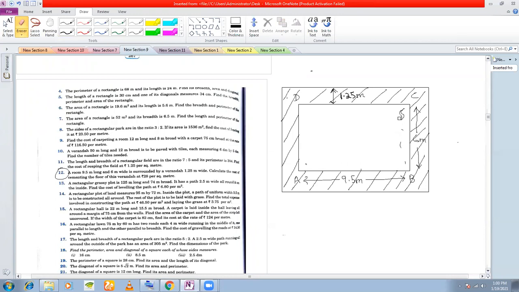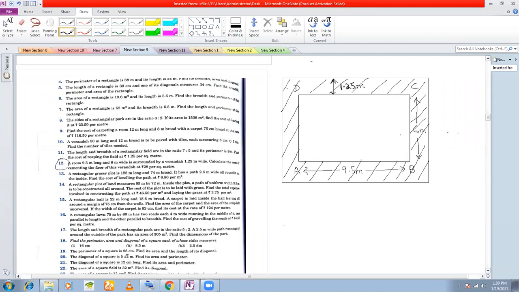So now the question here is to calculate the cost of cementing the floor of this veranda. This is the floor of the shaded region that you see here, the shaded part. This is your floor of the veranda. This needs to be cemented. And what is the cost of cementing? 1 meter square of cementing costs rupees 28. That means how many meters square will cost how much? For that, first you will be required to calculate the area of the veranda that surrounds this room.